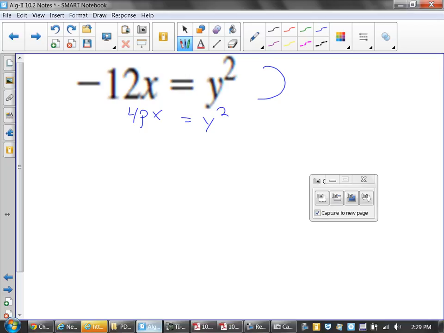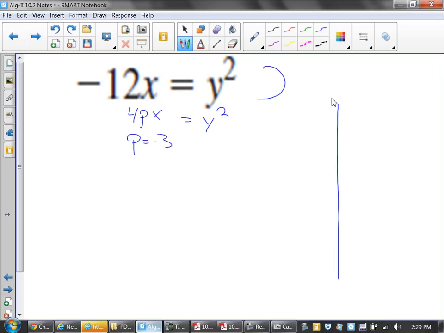Now, in this case here, what is the value of p? -3. Everybody agree? P is -3. So, when I go to graph this, I know it's got to move to the left. So now when I go to walk off my p-value of -3, my focus will be at (-3, 0).